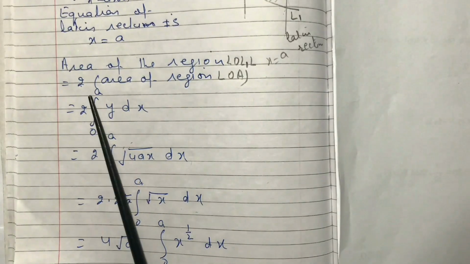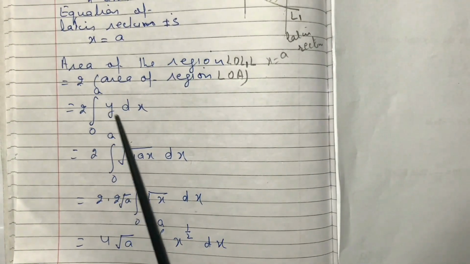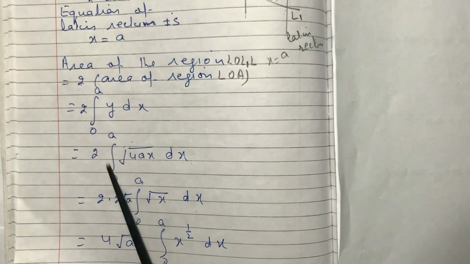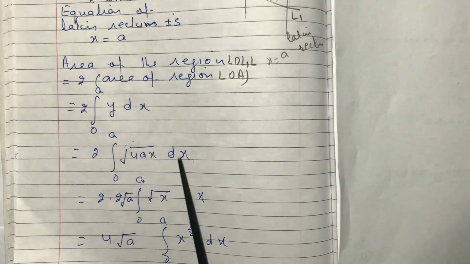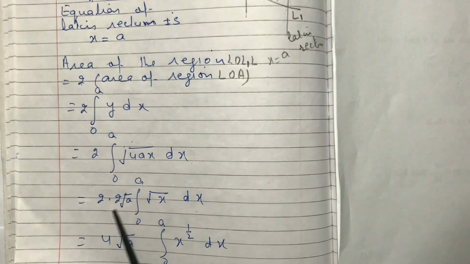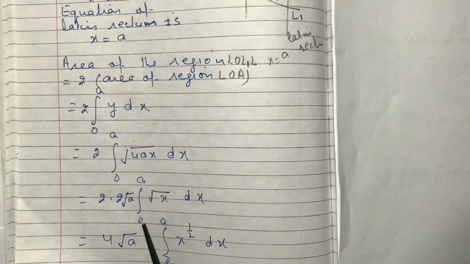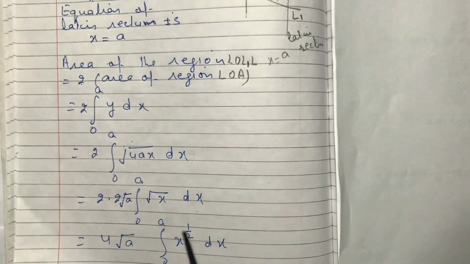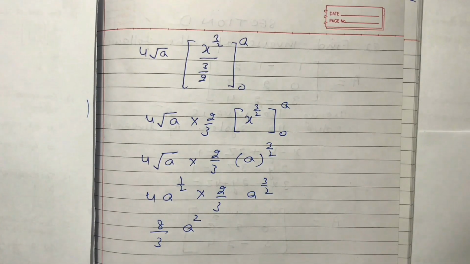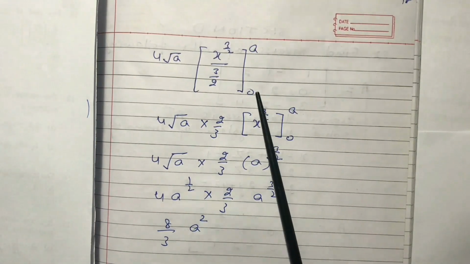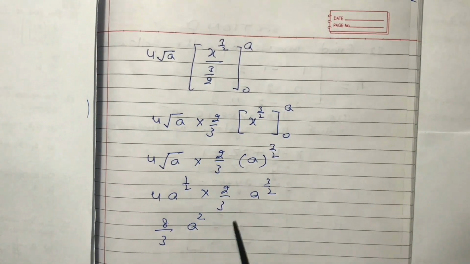Now the area of the region is 2 times area of the region LOA. This is equal to 2 times integral 0 to a y dx. This is equal to 2, 0 to a, value of y is √4ax dx. Now you are to integrate it. Now here 2 into 2 root a, because this is constant, and you are to integrate from 0 to a root x dx. And now you know how to integrate it. On the next page I have integrated this. Now when you integrate it and you put these limits, you will get 8/3 a square. So that is the answer.